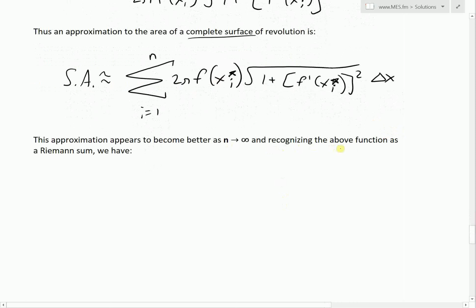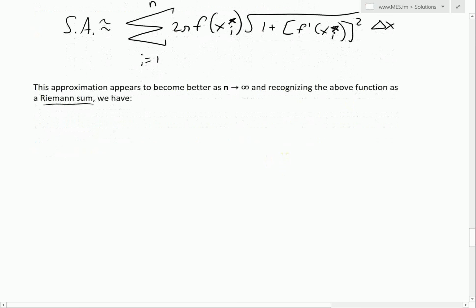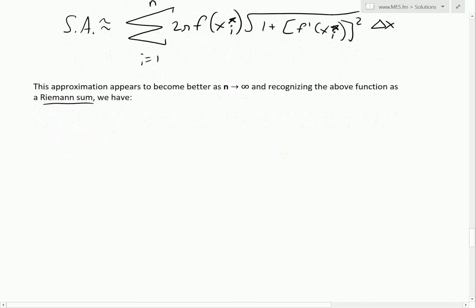And now this approximation appears to become better as n goes to infinity. Recognizing the above function as a Riemann sum, we have this summation from i equals 1 to n, then this delta x, and this function here. You can also learn more about that in my earlier video on area of a function and Riemann sums. So the idea is just to sum this up as it approaches infinity.